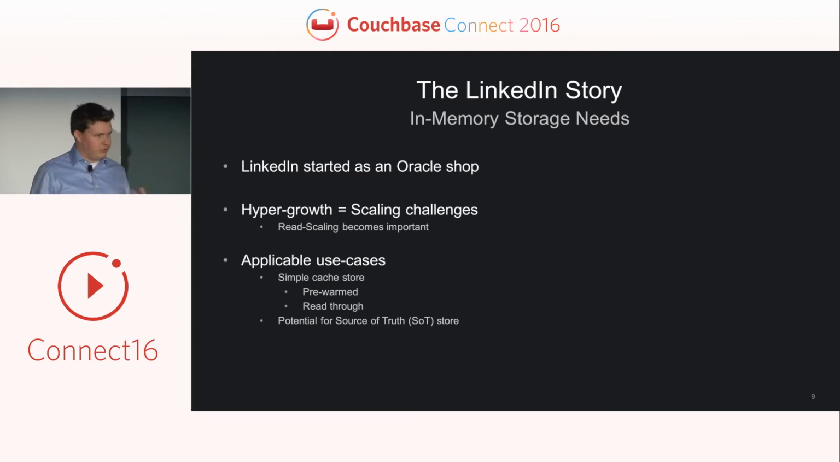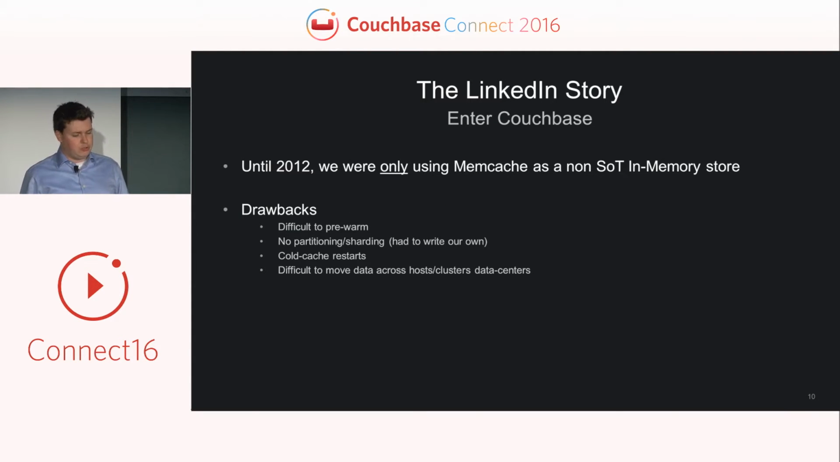So when we started using in-memory storage, the use case was fairly simple. It was just around basically read-through caching. It'd be nice to have it pre-warmed, but that's what we needed, read-through caching. And we needed something that had the potential to be a source of truth store at some point. So until 2012, we were only using Memcache to do the source of truth in-memory storage.